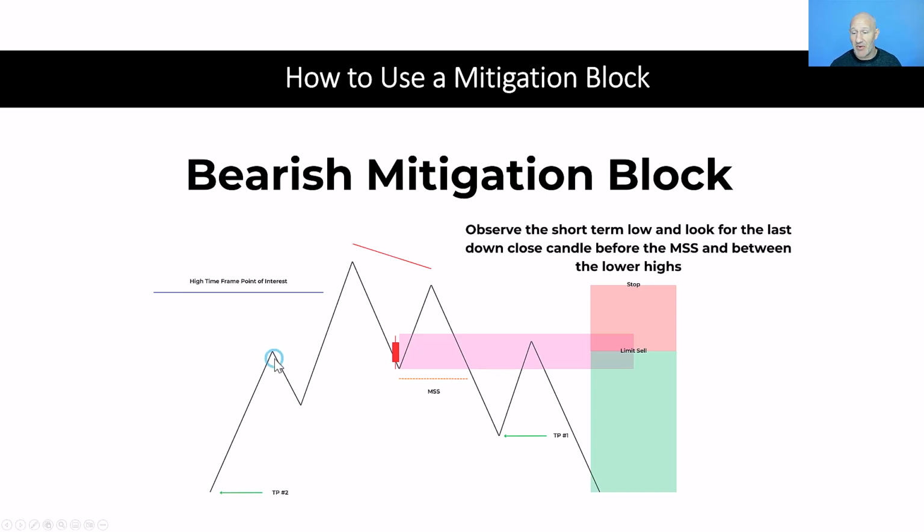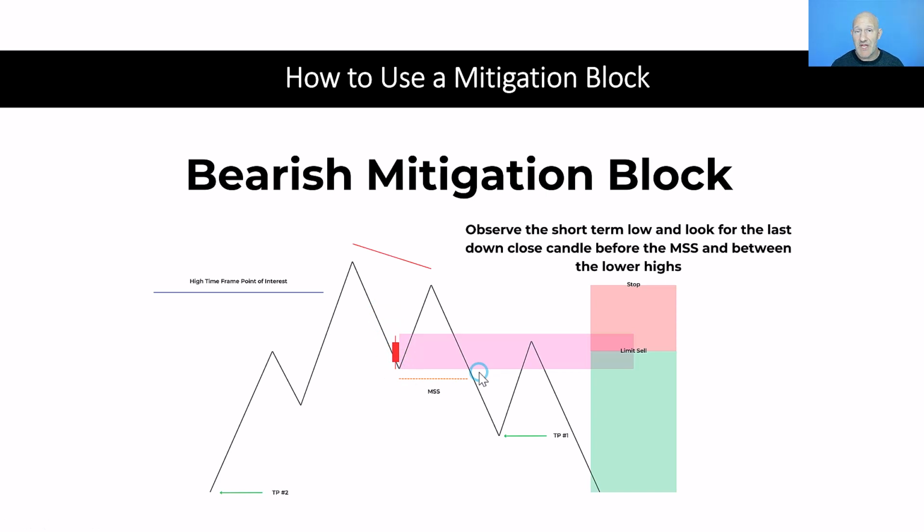So again, we have price trading higher. It takes out this high time frame point of interest. We get that pullback to create the short-term low. The market rallies again. We create another high, but it's now a lower high than this one. The market then trades lower. We get our bearish market structure shift. The market trades back up. And so where we're going to be looking at again is between the two lower highs to the short-term low. And we're looking at the last down close candle.